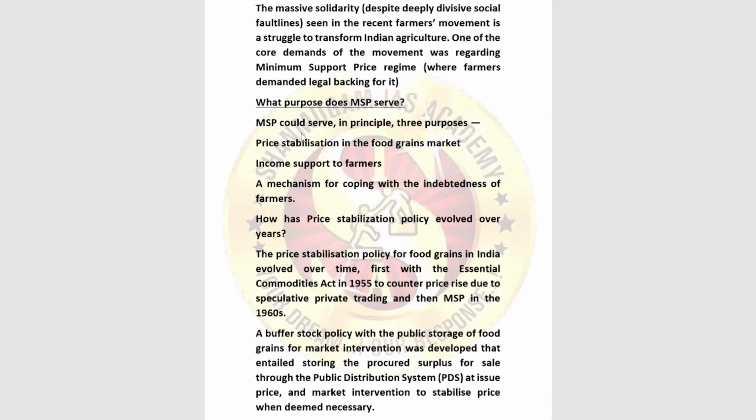Another point: how many crops does MSP cover? Under MSP we have 23 crops, majorly paddy, wheat, maize, sorghum, millet, barley, ragi, gram, moong, groundnut, etc. So, majorly 23 crops are under the MSP. Now we will see what purpose MSP serves.